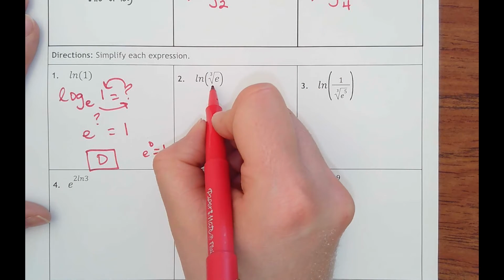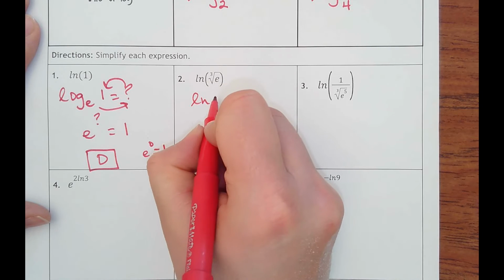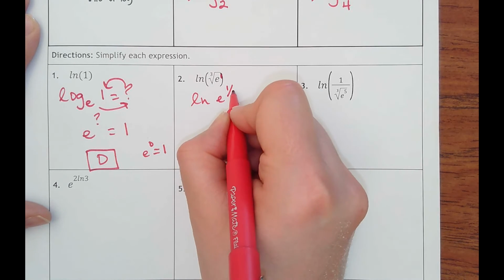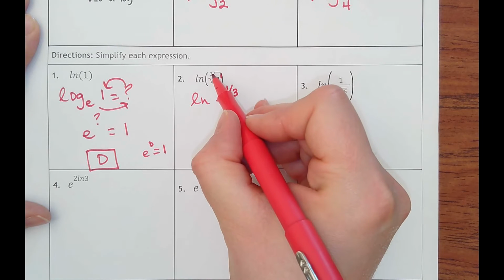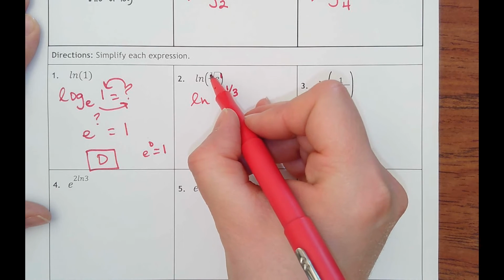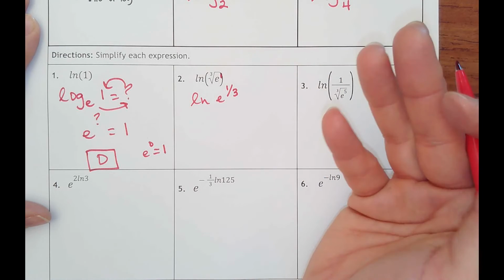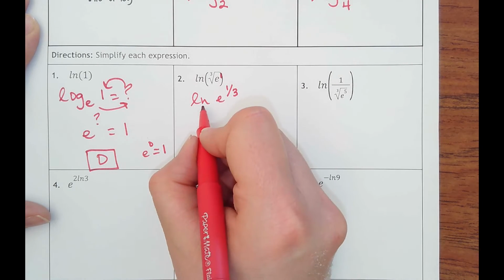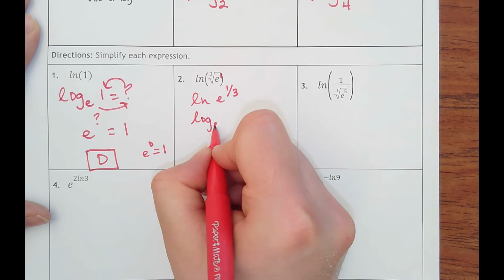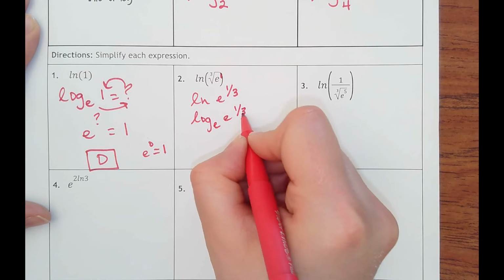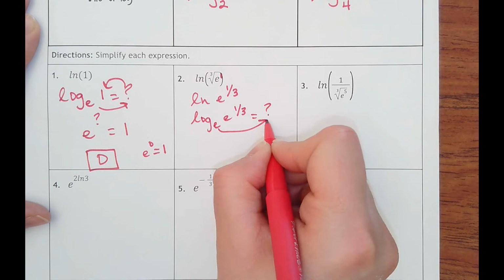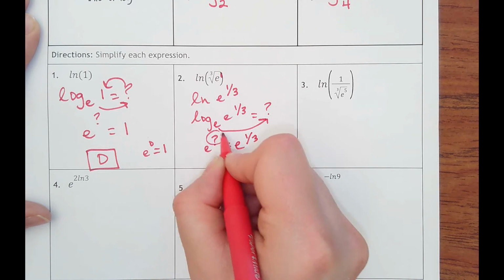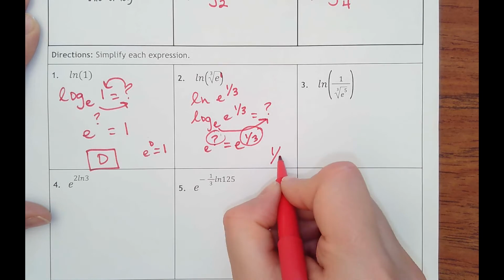This one, I want to change this into a power. Cube root of e would be e to the 1/3 power. The index of the root needs to be the denominator in our fractional exponent. And so again, natural log is really a log, base e of e to the 1/3. So what this is saying is e to what power equals e to the 1/3. Well, this just has to match, so our answer would be 1/3.